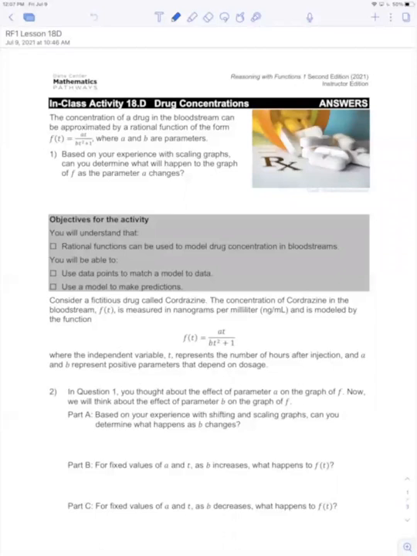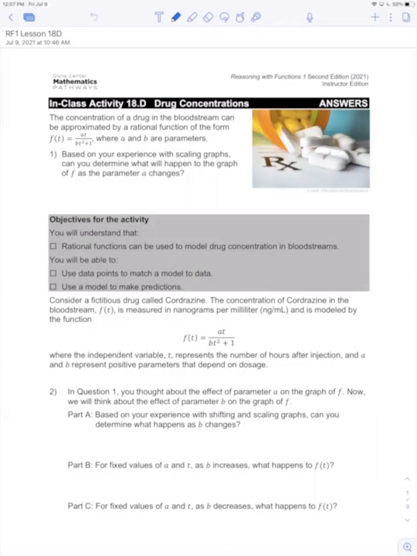Objectives for the activity. You will understand that rational functions can be used to model drug concentrations in bloodstreams. You will be able to use data points to match a model to data. Use a model to make predictions.